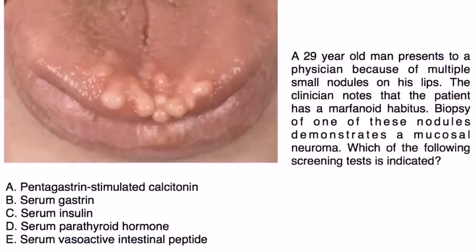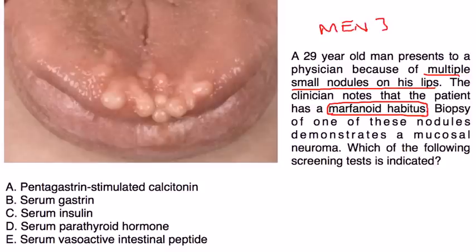And then finally, I have a couple of vignettes I'd like to go through, and here they are. A 29-year-old man presents to a physician because of multiple small nodules on his lips. The clinician notes that the patient has a marfanoid habitus, which can be a part of MEN3. Biopsy of one of these nodules demonstrates a mucosal neuroma. Which of the following screening tests is indicated?